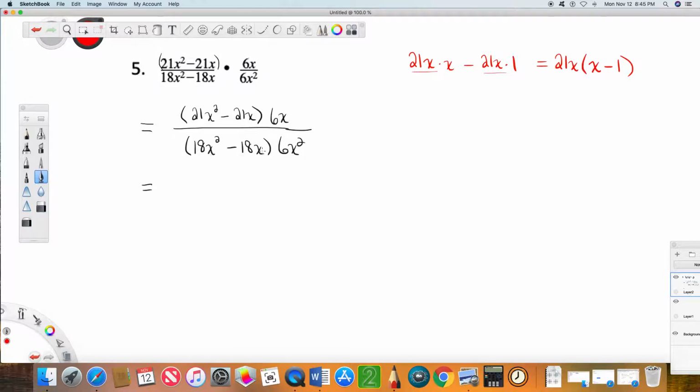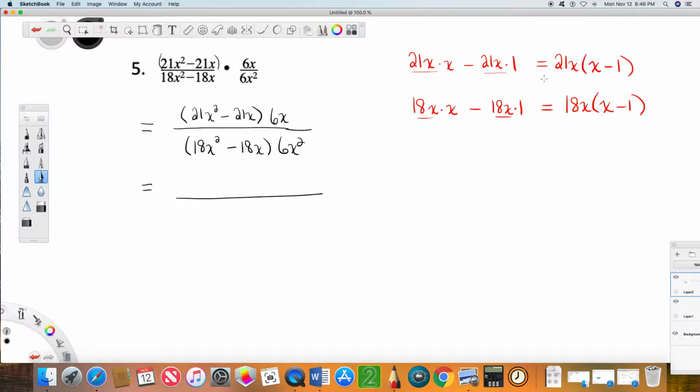Well, I want to look at the denominator here and do the same idea with 18x squared minus 18x. I'm going to write 18x squared as 18x times x, and I'm going to write 18x as 18x times 1. And again, I see that I have common factors in both terms, so I'm going to factor out that common factor. In the first term, I just have x, and in the second term, I just have my minus 1 there. All right, so let's come back to our problem.